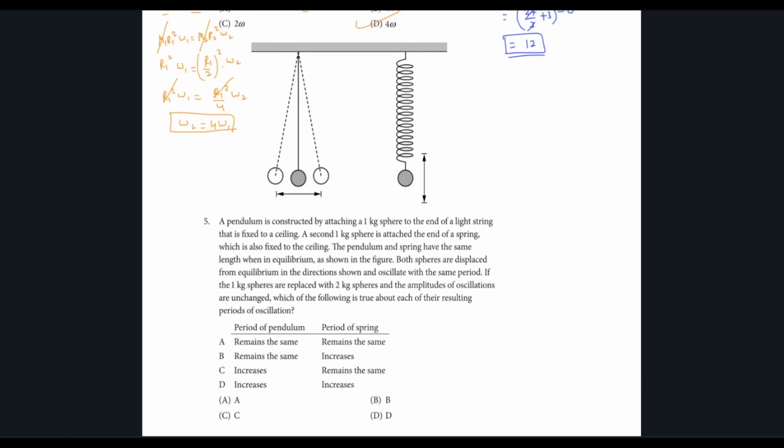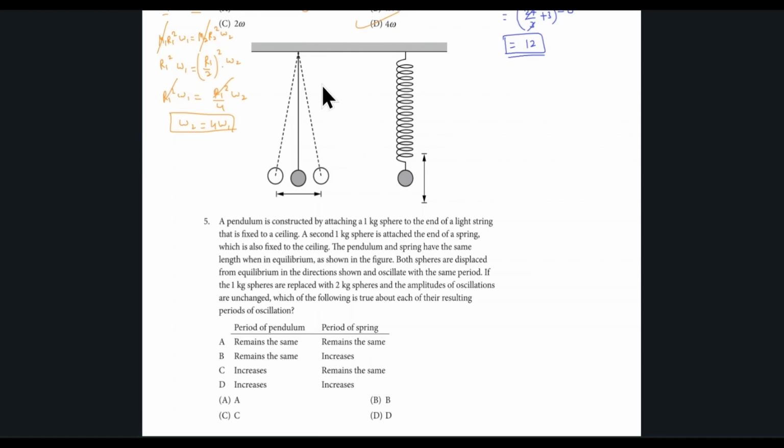Okay. A pendulum is constructed by attaching a 1 kilogram sphere to the end of a light string, which is fixed to a ceiling, makes sense. A second 1 kilogram sphere is attached to the end of a spring, which is also fixed to the ceiling. The pendulum and spring have the same length when in equilibrium, and both spheres are displaced from equilibrium in the direction shown and oscillate with the same period. If the 1 kilogram sphere is then replaced with a 2 kilogram sphere and the amplitude of the oscillations is unchanged, then which of the following is true about the period?